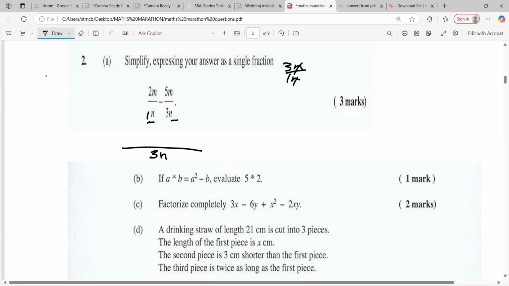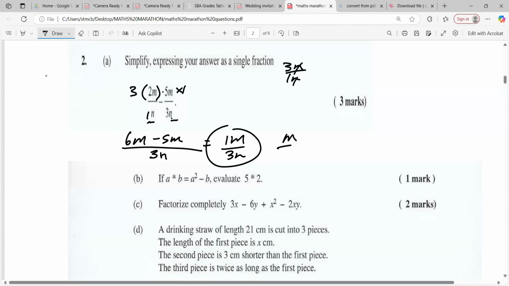It's very important. The n is going to cancel the n, and that leaves 3. So you multiply the 3 by the m. So 3 times 2m would be 6m. 3n into itself, any number into itself is 1, right? So you multiply this by 1. So negative 1 times 5 would be minus 5m. So the final answer would be 1m over 3n, or m over 3n.